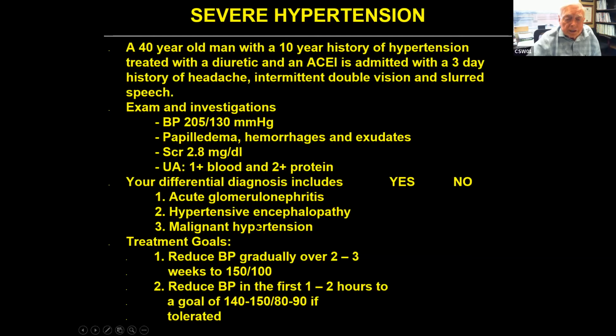So could this be malignant hypertension? And we'll come back to that later. Hypertensive encephalopathy is a special complication of malignant hypertension. So should we reduce the blood pressure gradually over 2 to 3 weeks to this level? Or should we reduce the blood pressure in the first 1 to 2 hours to a close to normal, just above normal value if tolerated? Well, certainly it's a hypertensive emergency, isn't it? Because his brain function is potentially critically impaired. So we need to do something acutely. Let's think what.